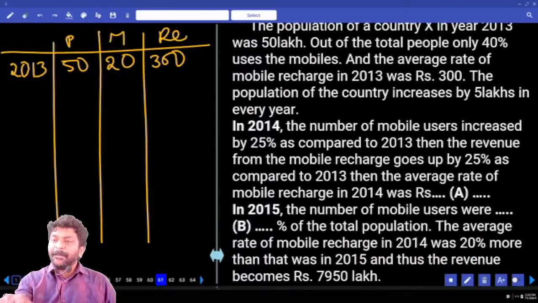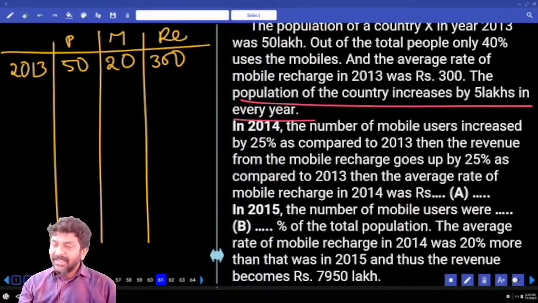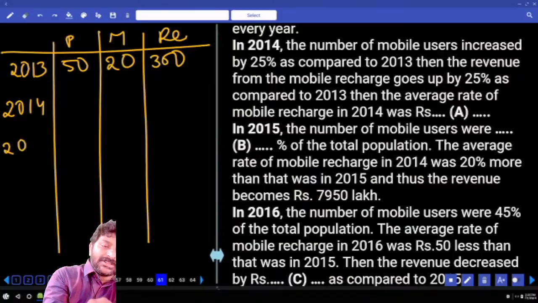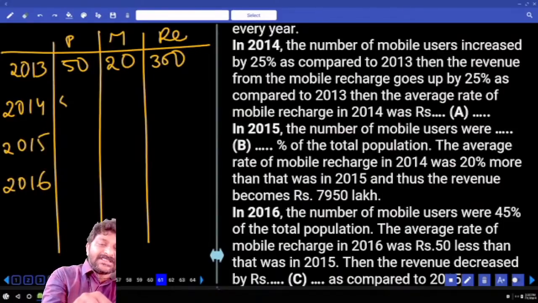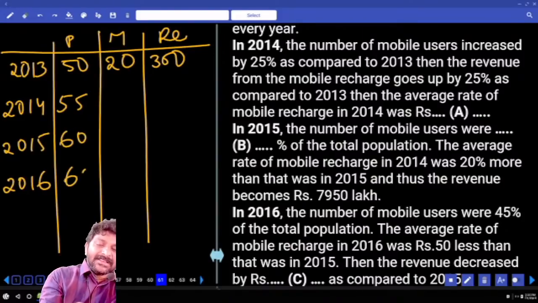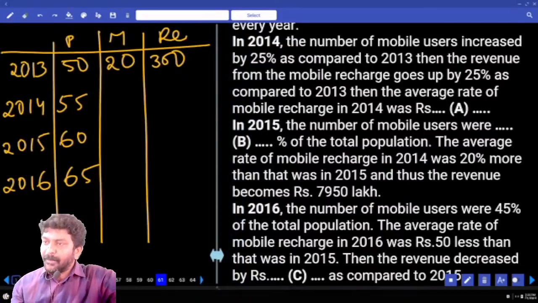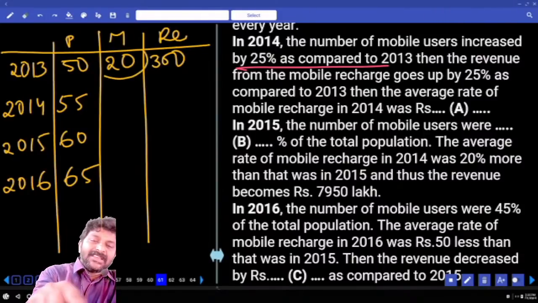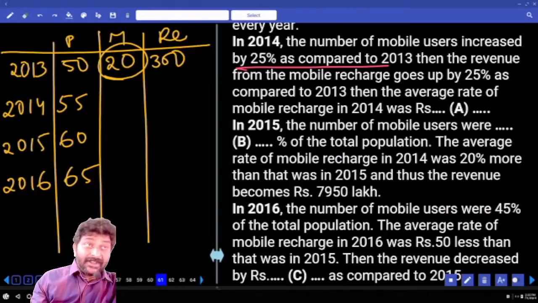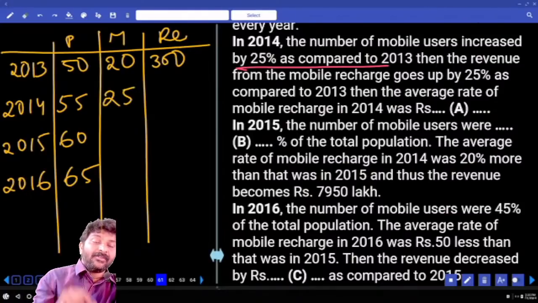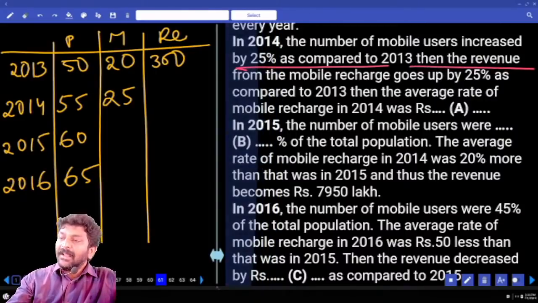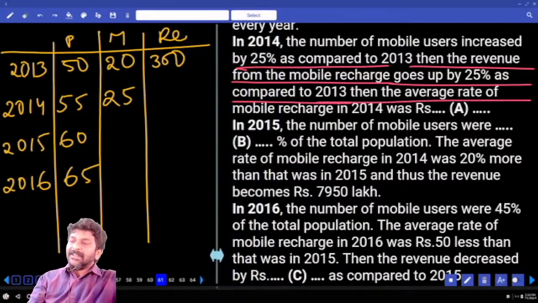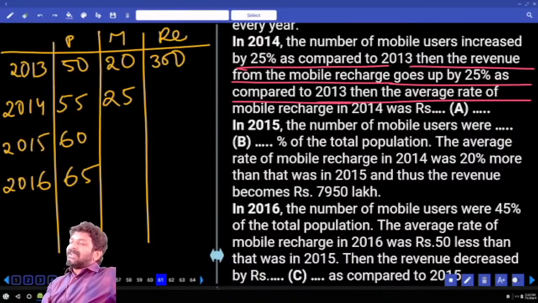Next, the population of the country increases by 5 lakhs every year. So now when you look at the data, how many more years we have? 2014, 2015, 2016. Every year population increases, then it becomes 55 lakh, 60 lakh, 65 lakh. Okay, next, continue. If the number of mobile users increased by 25% as compared to the previous year, how many we have? That increases by 25%. 25% of 20 is 5 increment, 25 lakhs. Then the revenue from the mobile recharge goes up by 25% as compared to 2013. Then the average rate of mobile recharge in 2014 was.